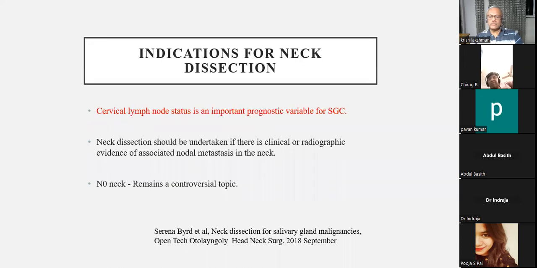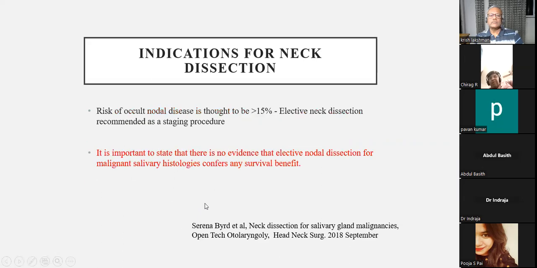Continue. Yes, and indications for neck dissection. Cervical lymph node status is an important prognostic factor, and it should be undertaken if there is any clinical or radiological evidence of nodal metastasis. If the risk of occult nodal disease is more than 15%, then we can consider elective neck dissection. But it is important that there is no evidence that elective nodal dissection for malignant salivary histologies confers any survival benefit.